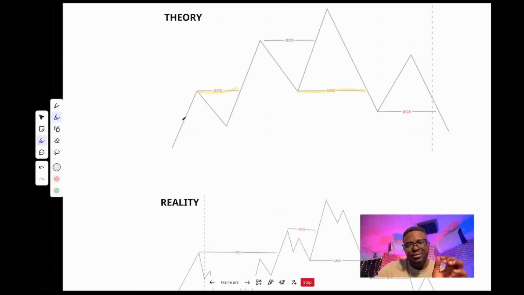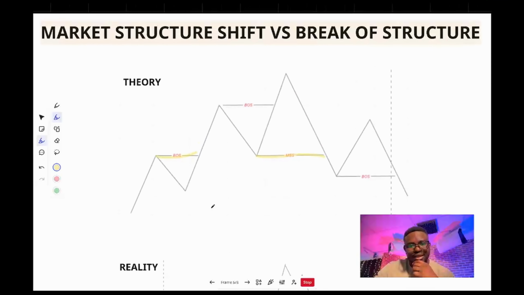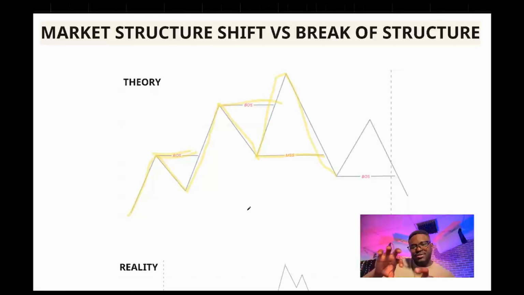Now, if you look at this right now, in theory, this is what the market looks like. Higher highs, higher lows, higher highs, break of structure, higher lows, higher highs, break of structure, and then market structure shifts. So a market structure shift is termed when there's a bullish trend and then price shifts from a bullish trend to a bearish trend.